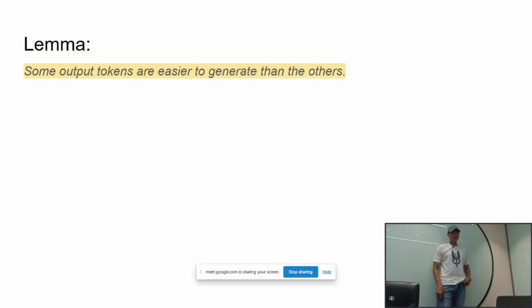Now, before we get into speculative decoding as a whole, let me establish a fact. So the fact is that some output tokens are easier to generate than others. And also, if you have any doubt, just raise your hand and ask me, because I know maybe we are going a little bit fast. Okay, so the fact states that some output tokens are easier to generate than others, and I will prove this to you.